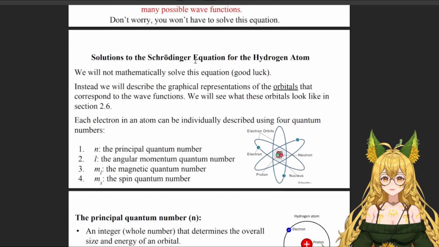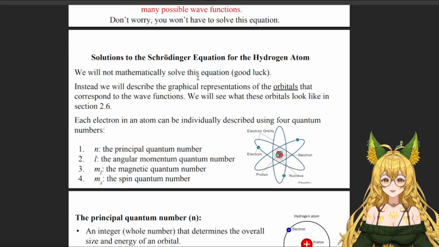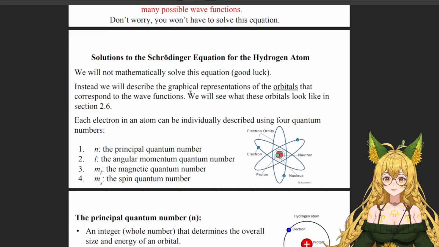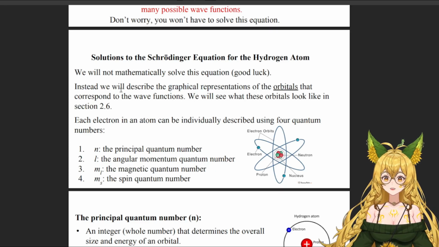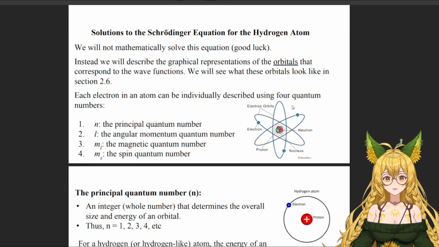So, solutions for the Schrodinger equation for the hydrogen atom. We're not going to solve this equation mathematically. Instead, we are going to describe the graphical representations of the orbitals, or how they're going to look when drawn out, that correspond to the wave functions. So we will see what these orbitals look like in section 2.6.